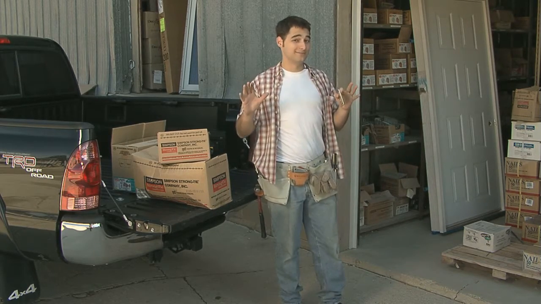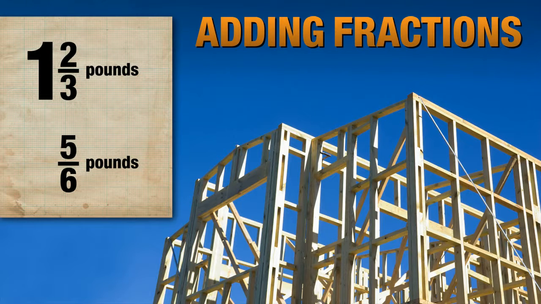Here's an example. The construction crew estimates that they will need 1 2/3 pounds of nails to frame up the bedroom wall. They will need 5/6 of a pound to frame up the dining room. How many pounds of nails will they need? Getting the answer requires adding fractions.